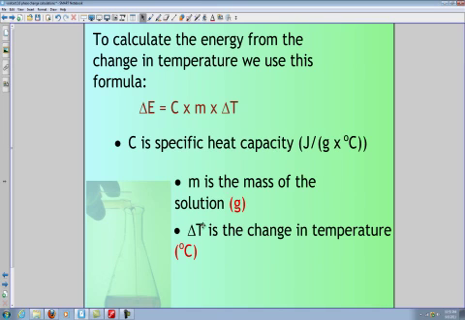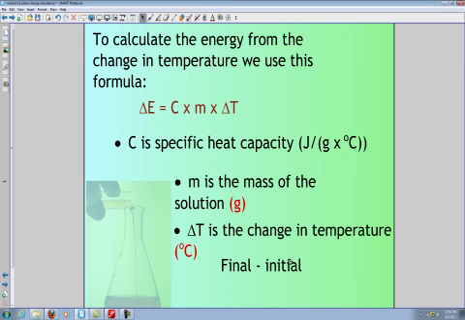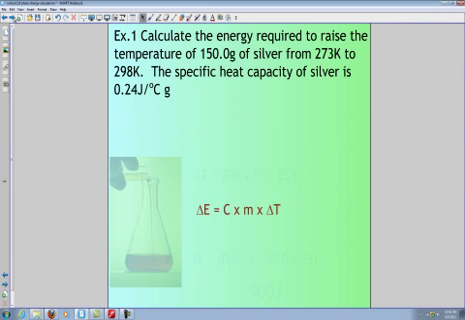It's really important to note that anytime you do the delta T there, that it's always final minus initial. Okay, so let me put that in there real quick since I forgot to put that in the notes. Final minus initial. Okay, so you always put the final temperature minus the initial temperature. Now, you can get negative signs here, and we'll talk about that in a little bit, but you always want to do final minus initial.